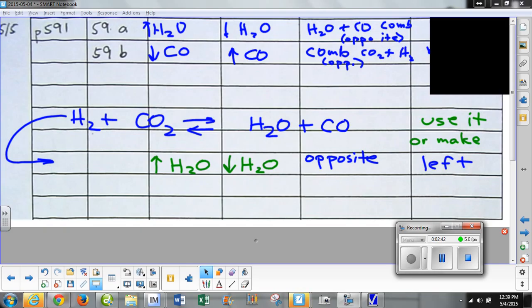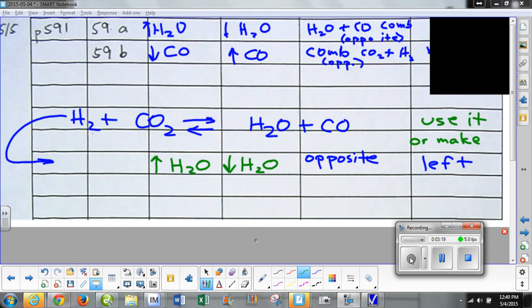If we want to use H2O, it's going down. And that's what Le Chatelier wants to do. He wants to use up the H2O. He wants to get rid of it. And the only way he can do that is to combine it with CO. Okay? And so, are we okay with how we got to the left shift? Yeah. Okay. Let's try another one.